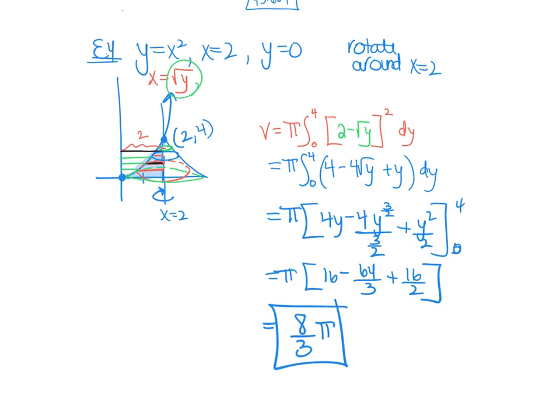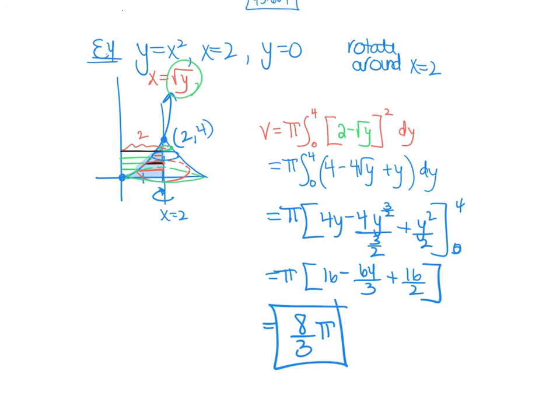Okay, so once you foiled out your radius, did the integral, and evaluated from 0 to 4, you should end up with 8 pi over 3, or 8/3 pi. Again, please reach out if you have questions.